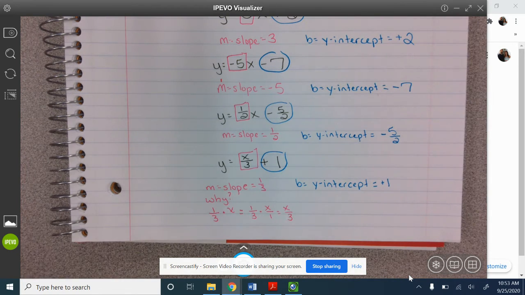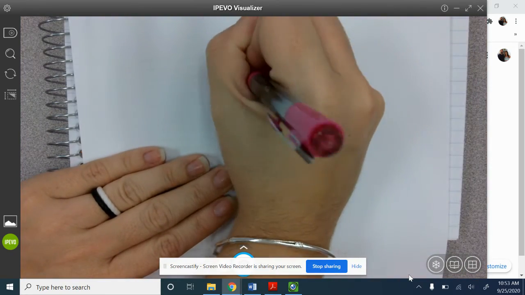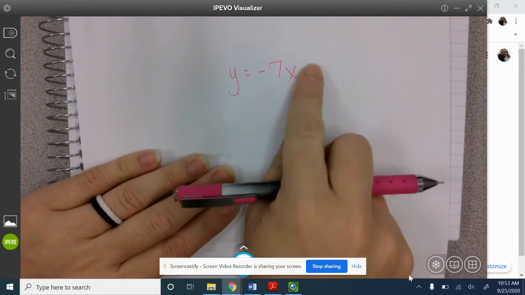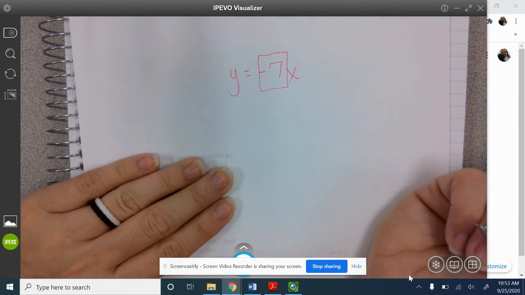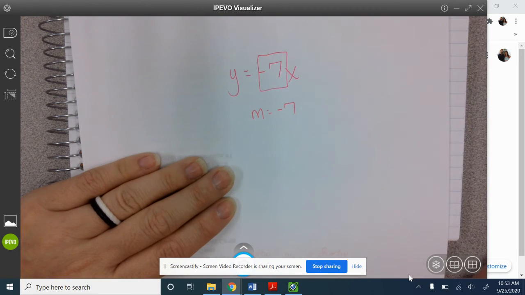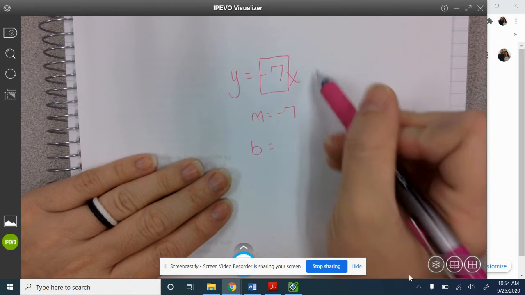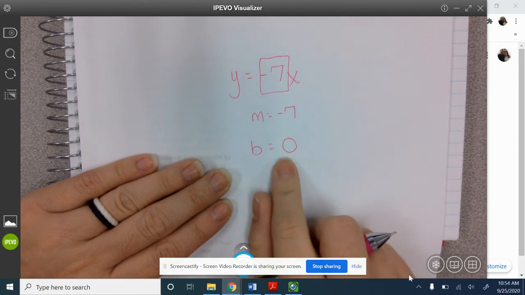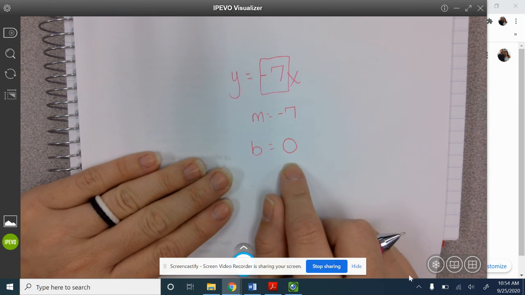Now, there's one other that I would like to look at with you. What if I have an equation that looks like this? There is no y-intercept out here at the end. So I circle my number that comes in front of my x. That means my slope is negative 7. Now, when I went to label my y-intercept, there's nothing there. Since there is nothing there, your y-intercept would be 0. That line would cross through the origin and then move up or down from there.